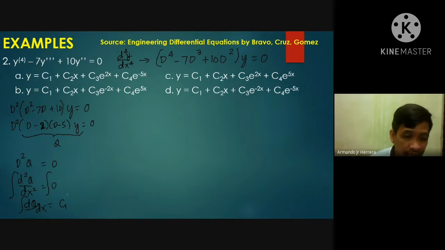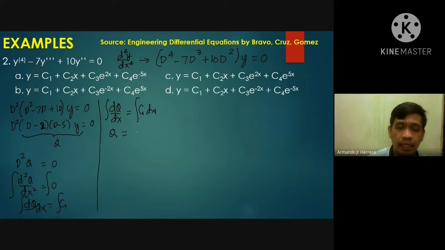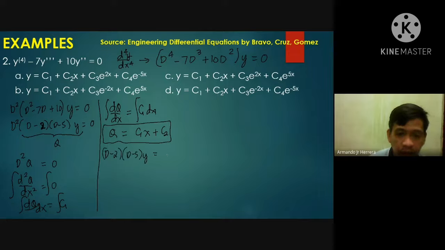So, integrating again, masosolve natin ang q. So again, i-rewrite ko muna. That's dq dx is equal to c1 dx. So integrating, magiging q na lang. That is c1 of x plus c2. But what is this q? So q is d minus 2, d minus 5. d minus 2, d minus 5y is equal to c1x plus c2.